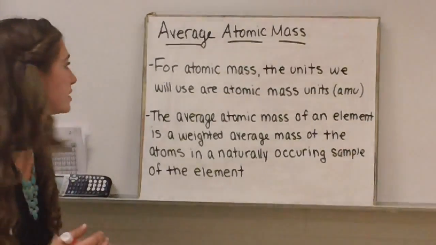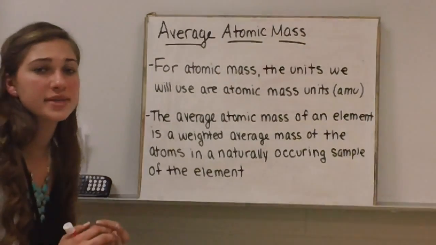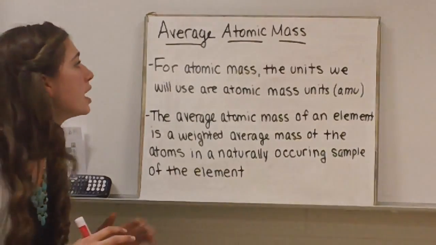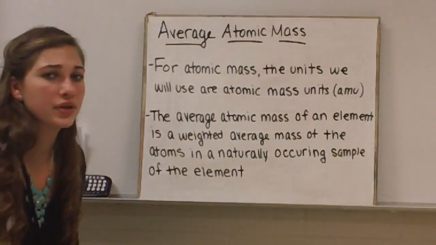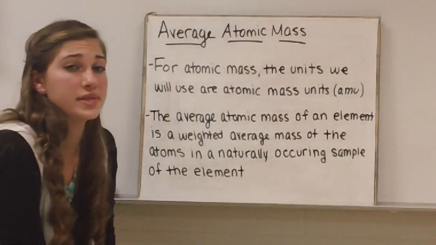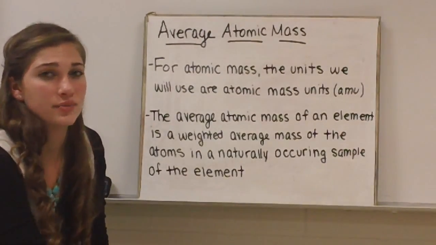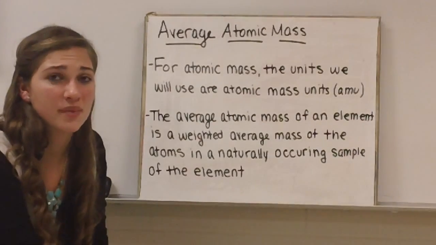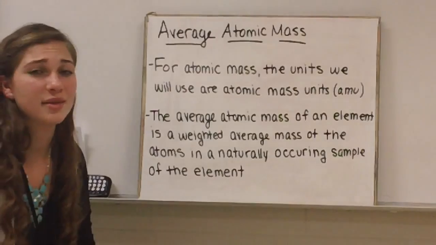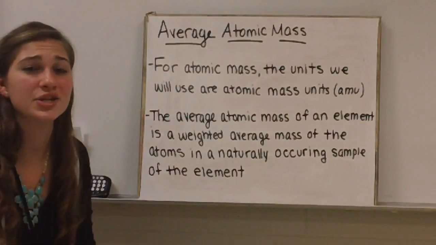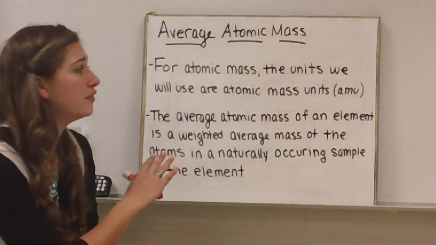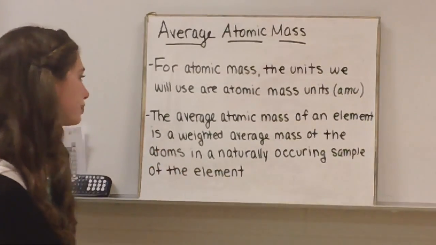Average atomic mass. When we're dealing with atomic mass, we're dealing with units of AMU, atomic mass units. We're going to use this instead of grams, which is the typical unit. But because atoms are so small, the amount in grams for a single atom is some number to the negative something, and it's just too small and too complicated to deal with. So instead, for convenience, we're going to use AMU.